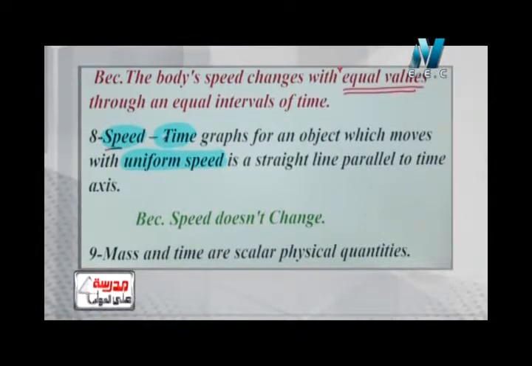But at the same time we talk about speed time graph, so we talk about acceleration. A graph of speed and time is the graph of acceleration. So here the speed doesn't change, so acceleration equals 0. The speed didn't change, so no acceleration. Okay?